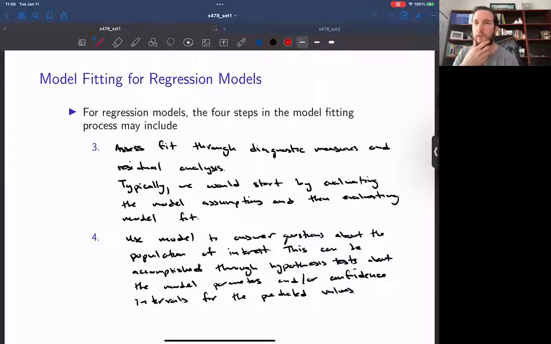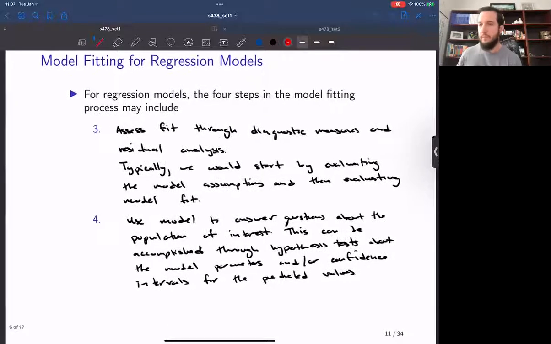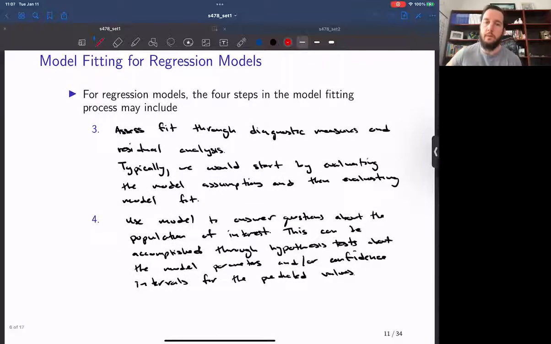In this class, we're going to see a lot of methods based off of maximum likelihood estimation. But again, for the linear model where we have normality, we could also use the method of least squares. Steps 3 and 4 are model assessment and inference, respectively. So on slide 11, I wrote out some of the processes that would be involved in model assessment and inference.